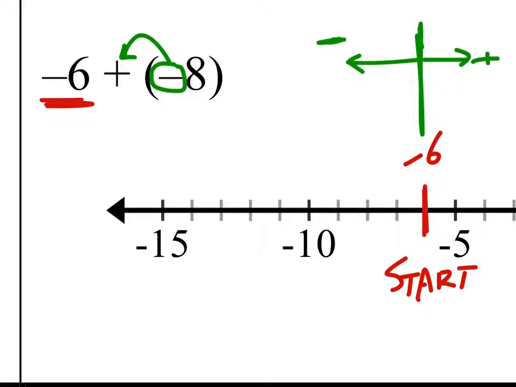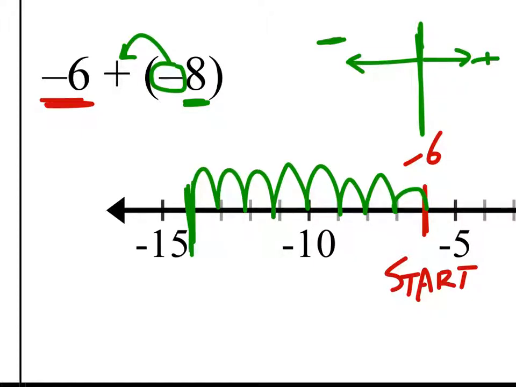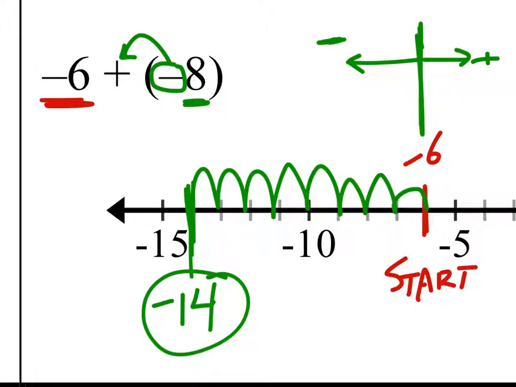Now this 8 tells us how far, so let's just count that out. 1, 2, 3, 4, 5, 6, 7, 8. Bam. And we end at negative 14, just like we found with the tiles as well.